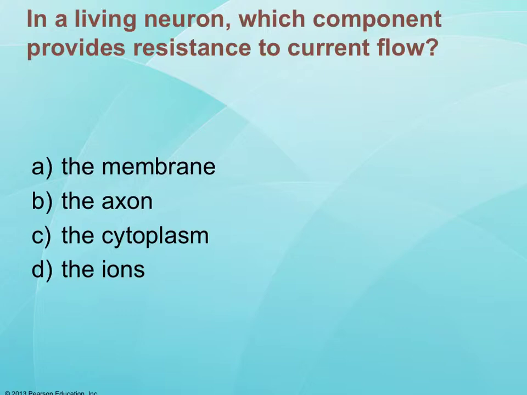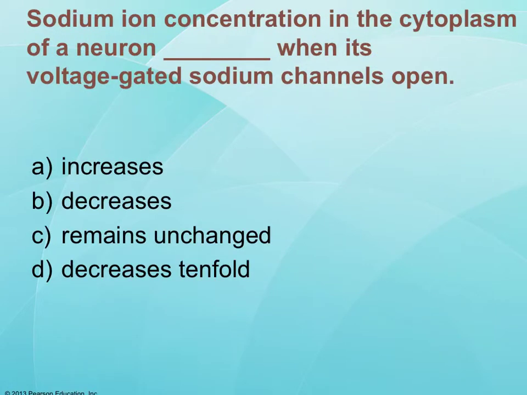Let's see a few review questions here. In a living neuron, which component provides resistance to current flow? The answer is A, the membrane. So just think through the current. It comes from the outside to the inside of the cell, which is sodium. The sodium goes from outside to inside, and potassium goes from inside to outside. It all crosses the membrane, and that is resistance. Next question.